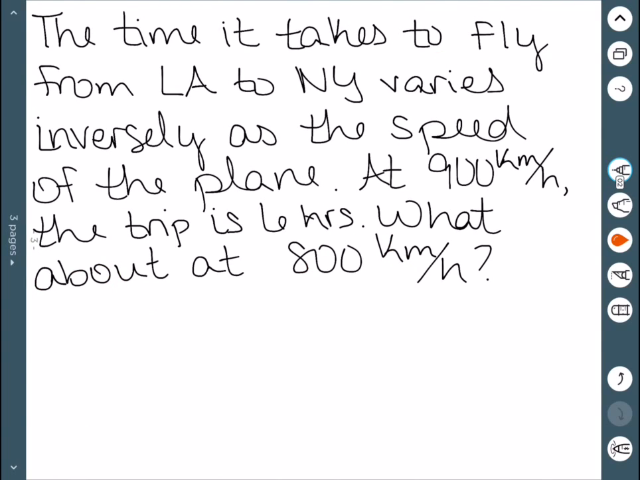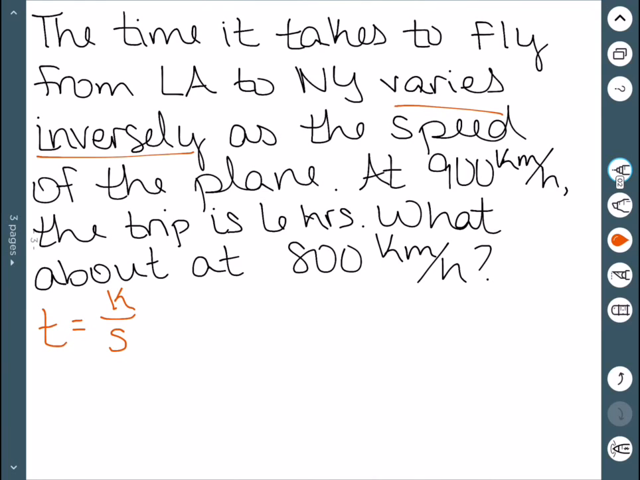For our next example, the time it takes to fly from Los Angeles to New York varies inversely as the speed of the plane. At 900 kilometers per hour, the trip takes 6 hours, so we want to know how long it will take at 800 kilometers per hour. Well, we know it varies inversely. I'll use t to represent time. Should be equal to k over, and this says the speed of the plane, which we'll use an s for.